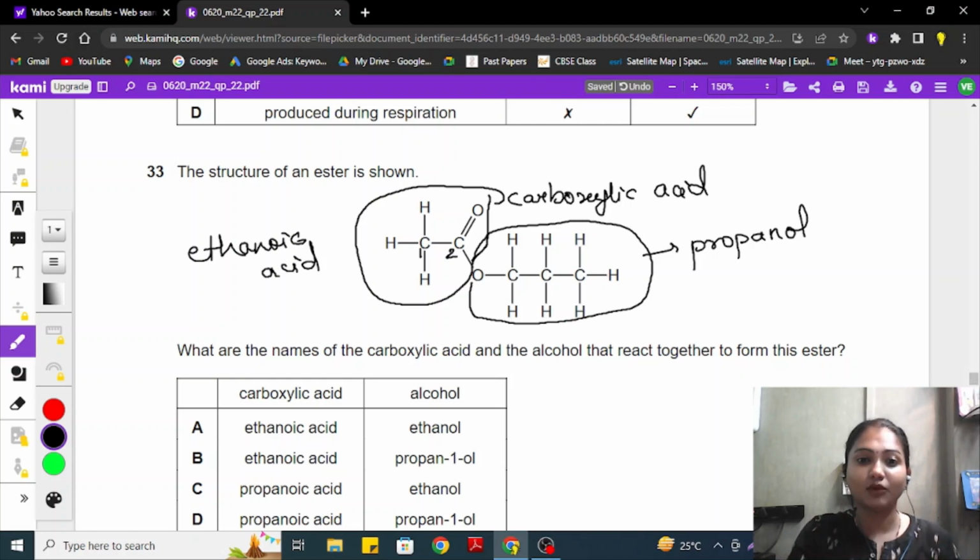So what are the names of the carboxylic acid and the alcohol that react together to form the ester? Oh my god, it's such a simple question. Okay, so definitely one is propanol, the other one is ethanoic acid. So which option do you all think is correct?